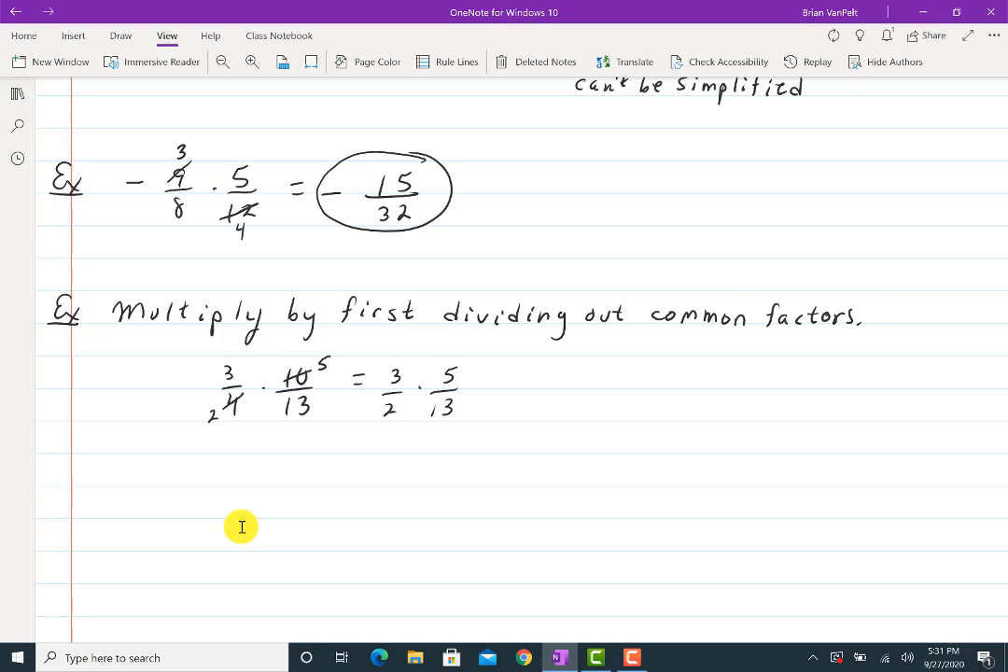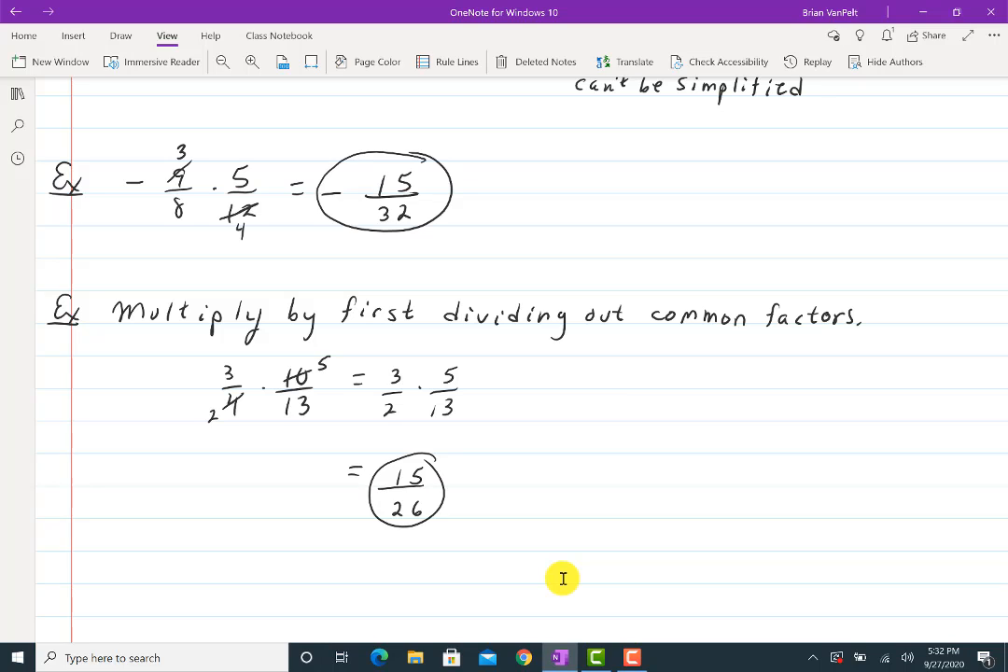Now I've already played games with 3, and notice 3 didn't cancel anything. Let me finish off with 5. Between the 5 and the 2, there's no canceling that can happen. And between the 5 and the 13, there is no canceling that can happen. So I know that it is in lowest terms right now. 3 times 5 is 15. 2 times 13 is 26.